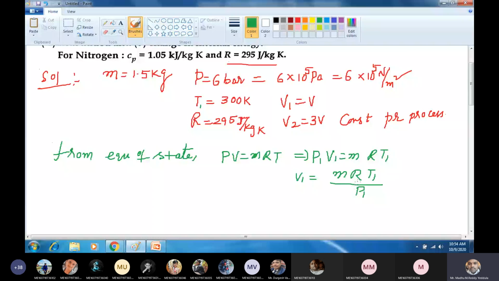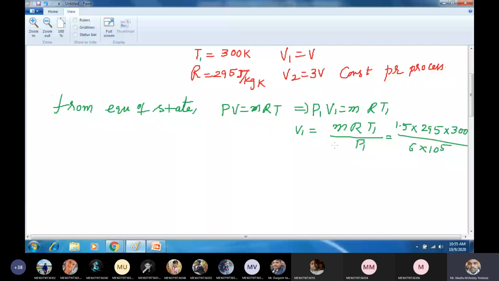So all the data is with us. M is there. R directly joules per kg Kelvin, need not convert. T1 is also in absolute unit, need not convert anything. Just substitute the values. Mass is 1.5 into R value 295 into temperature 300 Kelvin divided by pressure 6 into 10 power 5. What is this value? Volume, tell me. 0.221. Very good. Units I want. Units meter cube.